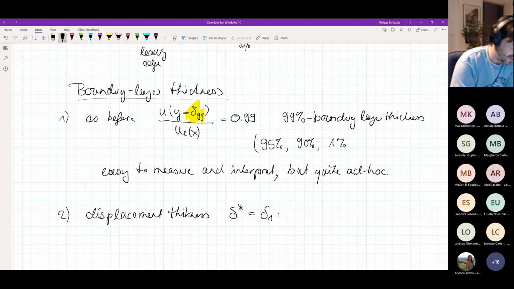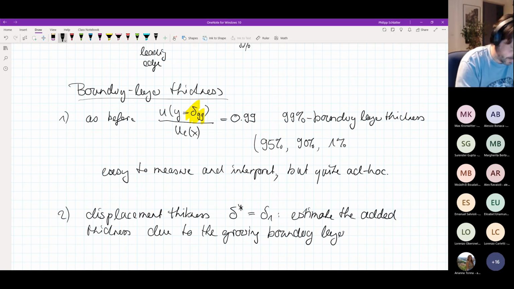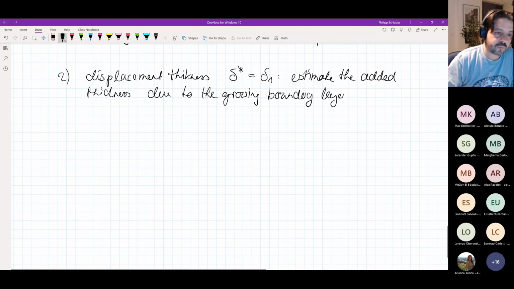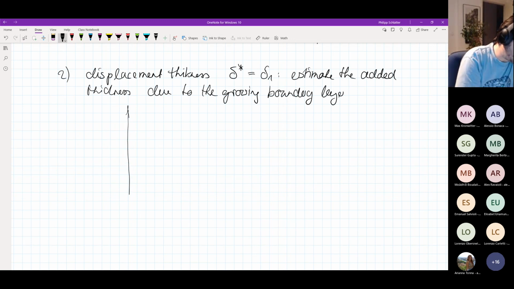The idea with the displacement thickness, I guess the name already says it, is to estimate actually the displacement by the boundary layer. The idea is to estimate the added thickness of the plate due to the growing boundary layer. So what do I mean with that? So what is the idea of estimating this added thickness? Well, actually, there's quite a straightforward physical explanation, which I think is quite instructive for you to understand.